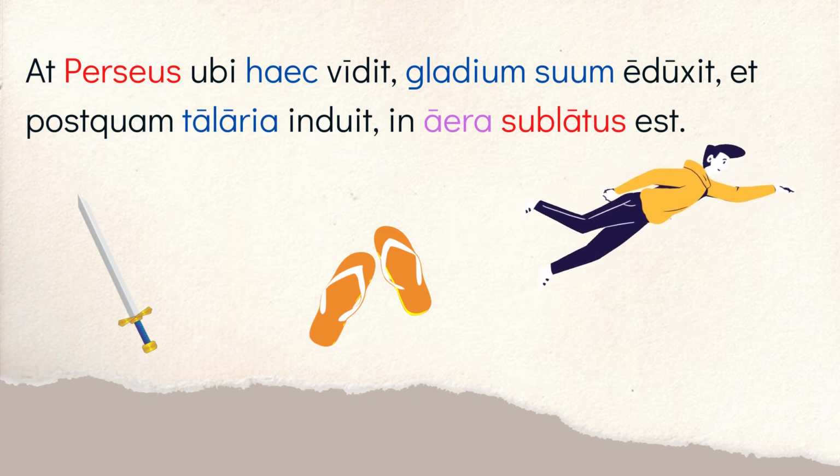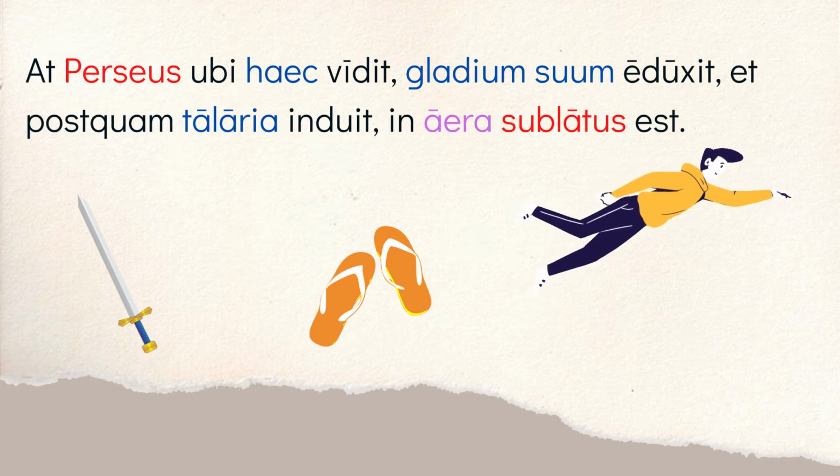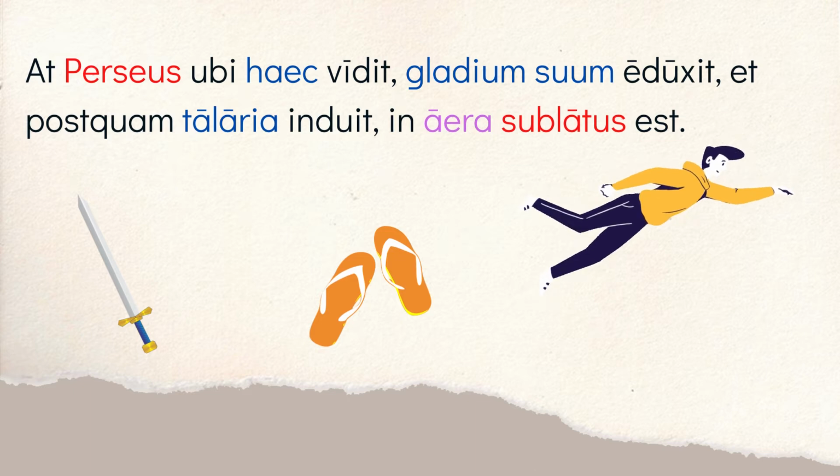And remember, sublatus est is the perfect tense passive voice. It comes from tollo, tollere, which means to lift. Sublatus is that fourth principal part. You put the verb esse after it, in the present tense, and you have the perfect passive. So he was lifted into the sky. And again, it just means he's flying.